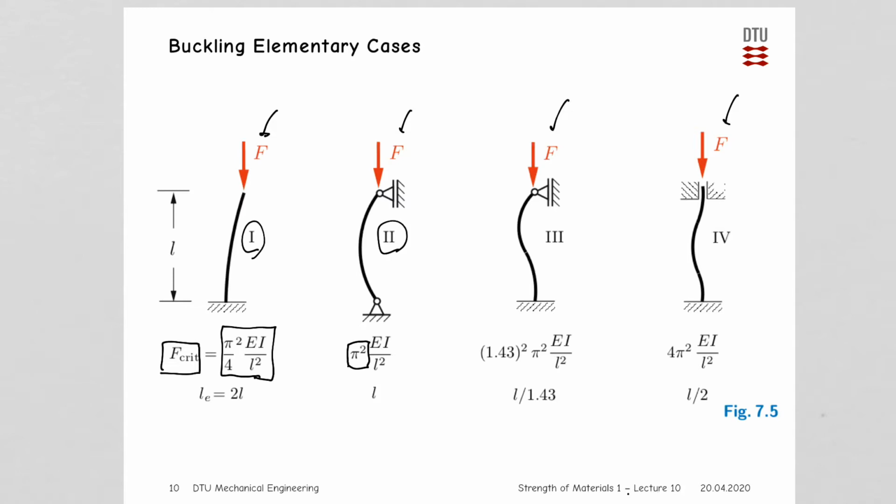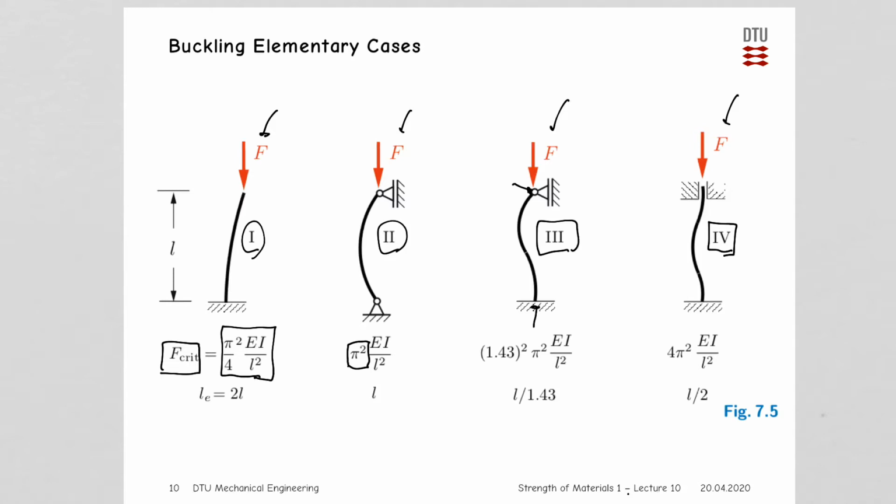Now, an even higher critical load we obtain if we have the combination in case 3. If we have a combination of a clamped support at the bottom and a simple support at the top, we need a factor of 1.43 squared higher than the case 2 boundary conditions. And finally, the one that gives the highest critical force is case 4, where we have 2 clamped supports at both ends. Here we need 4 pi squared as the factor.